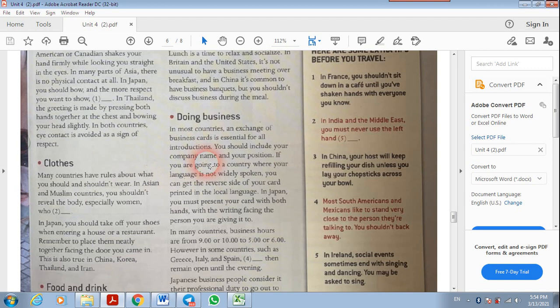When you introduce yourself, you need to give a business card and receive one. You should include your company name and your position on the business card. Position means المنصب, whether you are a manager, an accountant, CEO, whatever, shareholder. If you are going to a country where your language is not widely spoken, what should you do? You can get the reverse side of your card printed in the local language. Okay, this is one sentence.